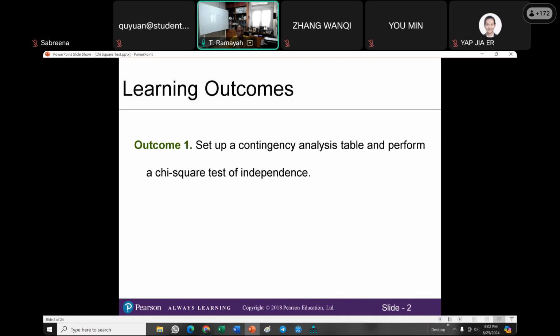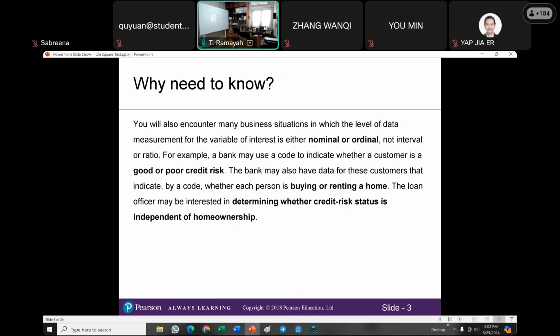So the learning outcome for this topic is you will learn how to set up a contingency analysis table and how to perform a chi-square test of independence. This is what you will learn in this chapter. This is especially useful when you have an independent variable which is categorical and also a dependent variable which is categorical.